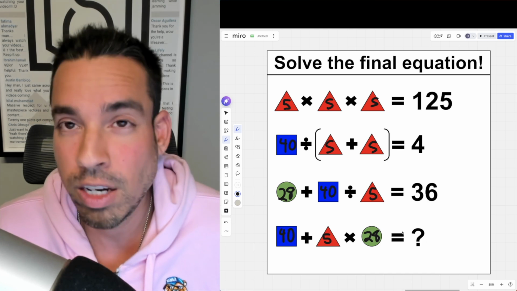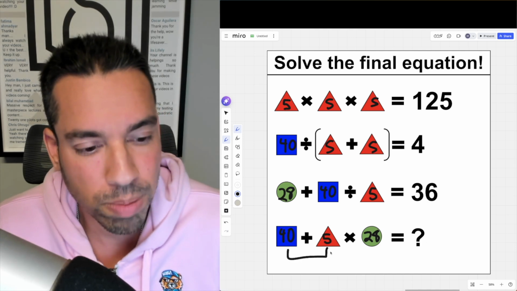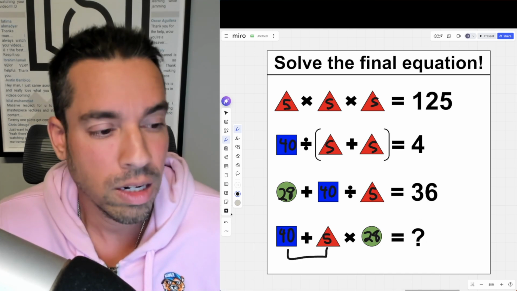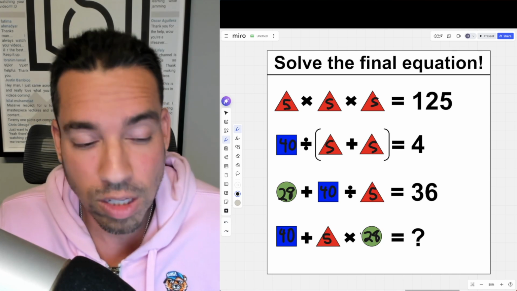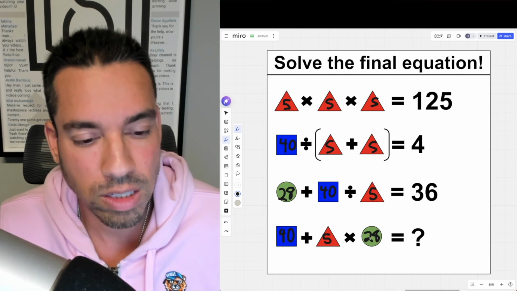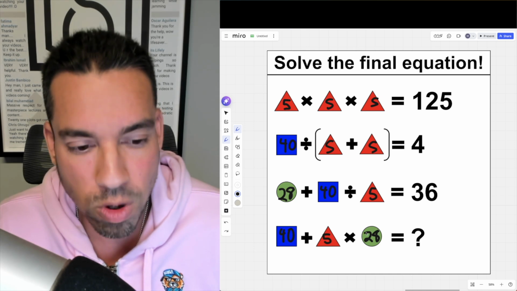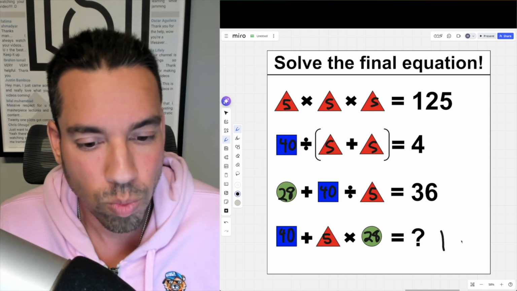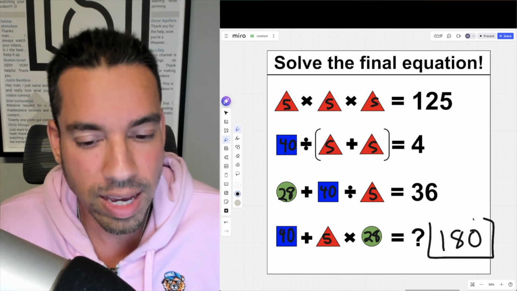Last but not least, we've got to carry out this final equation. You might say, all right, 40 plus 5 is 45 times 28, and we'll get it. But remember, order of operations says we've got to do multiplication first. So we're going to do 5 times 28 first. That's 100 plus 40. That is 140 plus 40 is 180 for the win. That's how you do it.